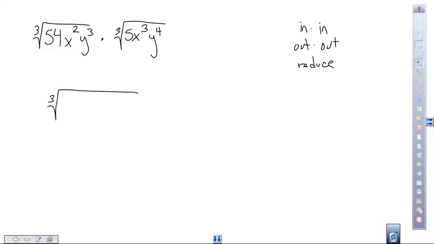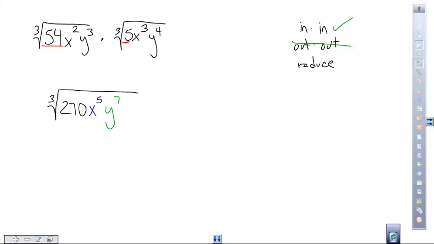They are both cube roots, so we can put it together. And then I need to figure out what is 54 times 5. So 54 times 5 is 270. So first I multiplied my numbers. Don't forget how to multiply like terms. X squared times x to the 3rd. When you multiply like bases, you add the exponents. So that's going to turn out to be x to the 5th. And then when we do y cubed times y to the 4th, we end up with y to the 7th. So I multiplied my in times my in. I didn't have to worry about my out times my out.